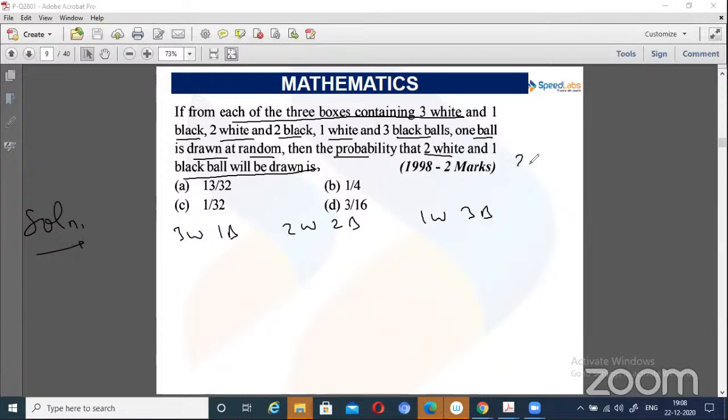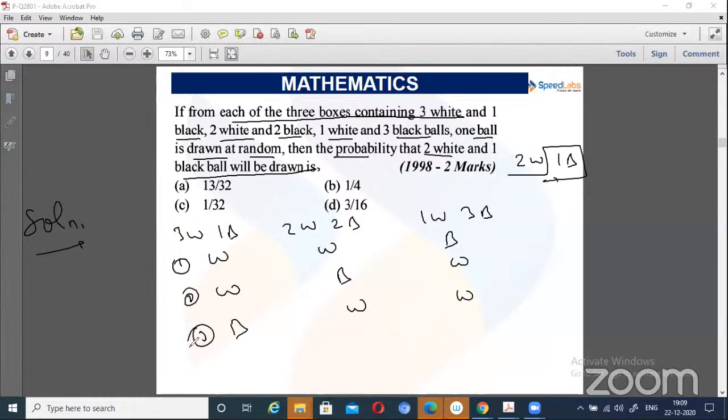So two हमें चाहिए, two white and one black ball in three of the chances. We'll take the number of cases. We can take WWB or WBW or BWW. Just find the probability and add them up, you'll get the answer. Yes, case number one, case number two, case number three.